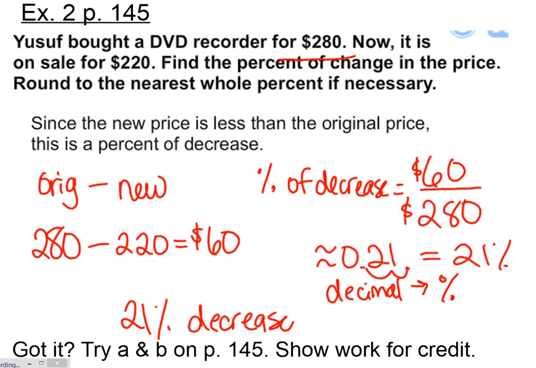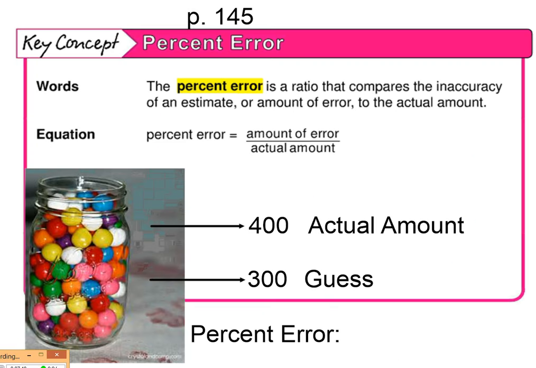I want you to pause the video, and I want you to try A and B on page 145. In order to get credit, you have to show your work for this. Pause the video now and work on these 2 problems. Okay, continuing on to page 145.